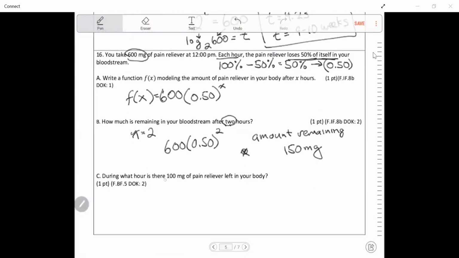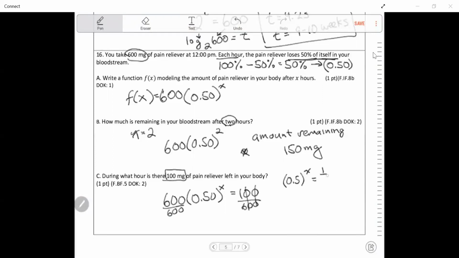And when will there be 100 left? So when will our function, 600 times 0.5 to the x, equal 100? The first thing we have to do is divide both sides by 600, and that's actually 1/6. I'm going to write this over here so it's a little easier to follow. So we have 0.5 to the x equals 1/6.